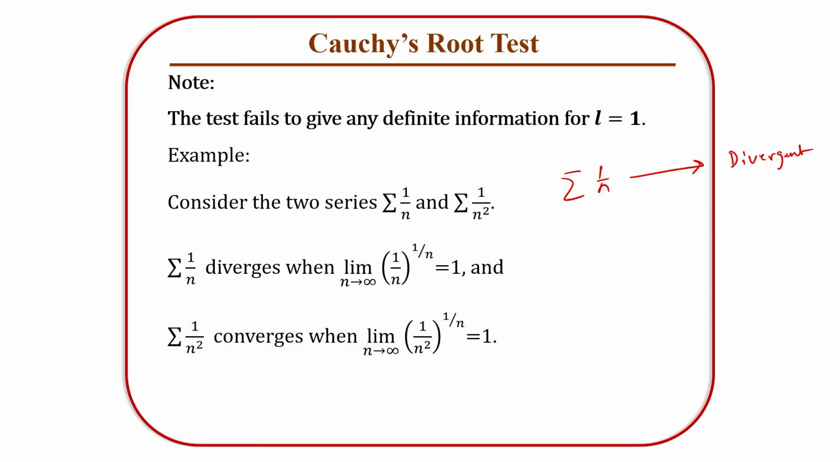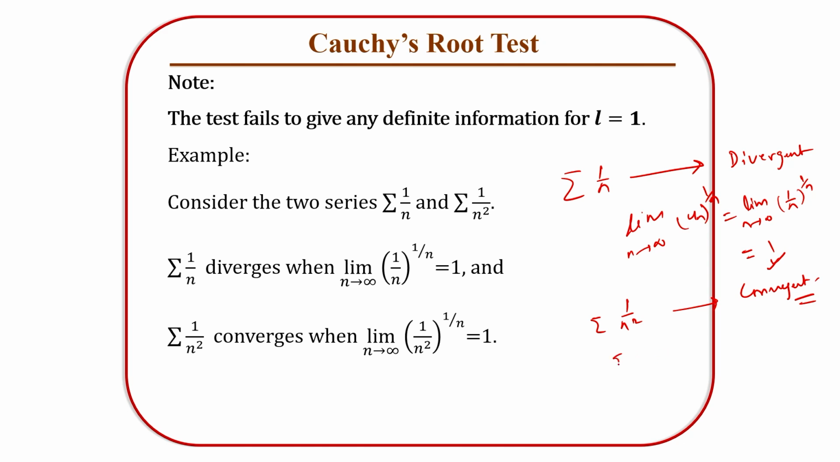Now, take the limit as n tends to infinity of un to the power 1 by n. So, this means the limit as n tends to infinity of 1 by n to the power 1 by n, right. And what is the value of this? This is obviously 1. So, the limit is 1. Now, choose summation 1 by n square. This is a convergent series. We all know this. This is the P series where P is greater than 1.